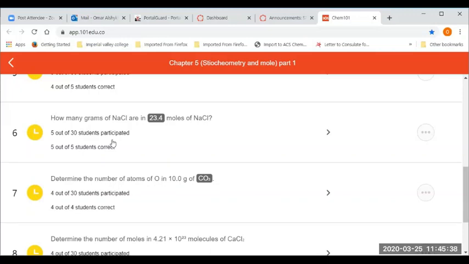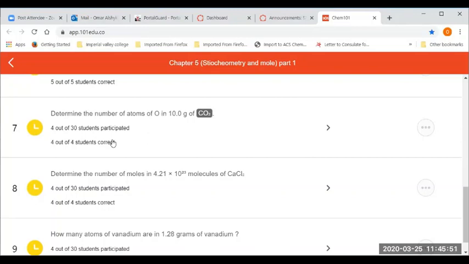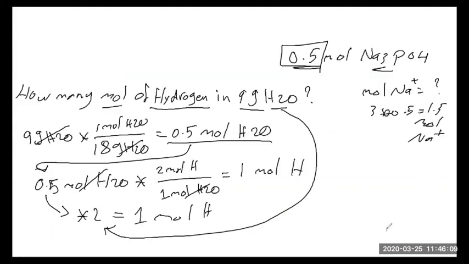Okay. How many gram of NaCl in 24 mole of NaCl? No, I don't think so. This is very clear. Determine the number of atom of oxygen in 10 gram of CO2. Okay, look at here. Let's do this. So here 10 gram CO2, and they are asking for number of oxygen atom.